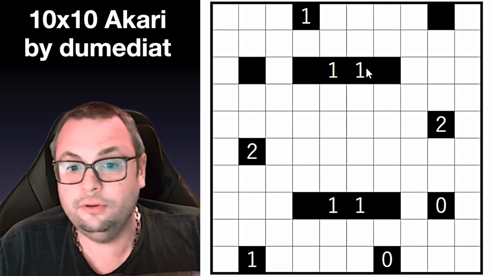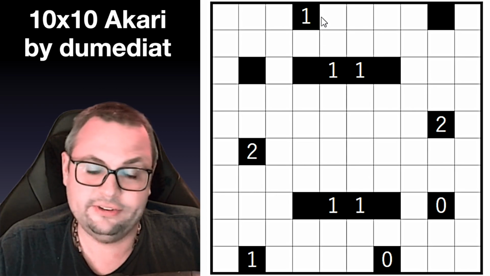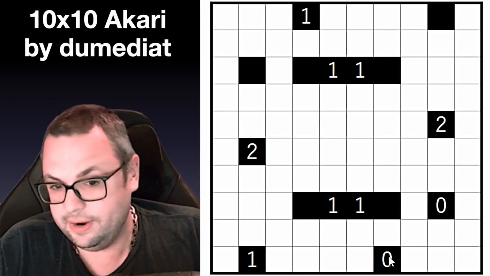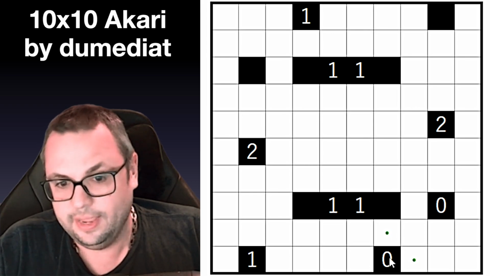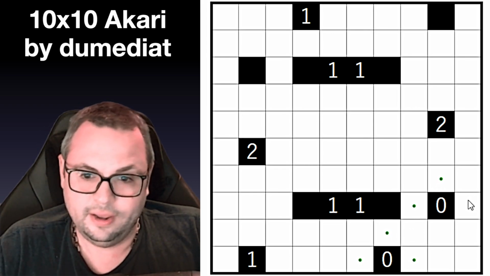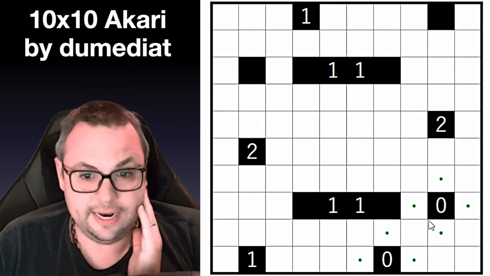And each of the clues in an Akari is telling me how many of the orthogonally adjacent cells have a light. So here I'm saying there are no lights in these 3 cells. And you can mark that with circles here. Circles in this instance mean no light here.